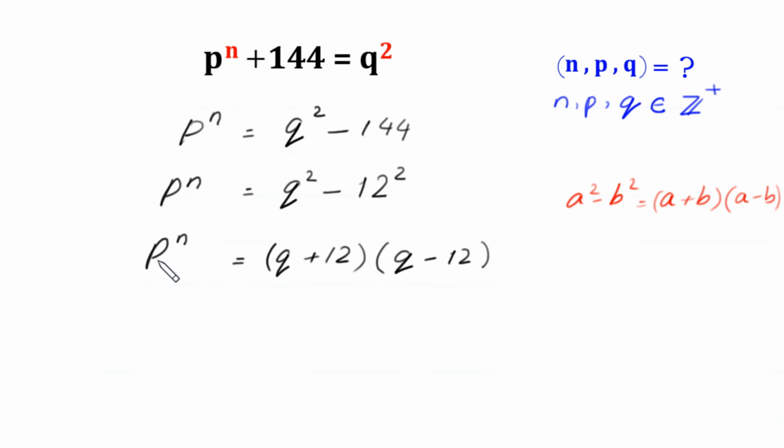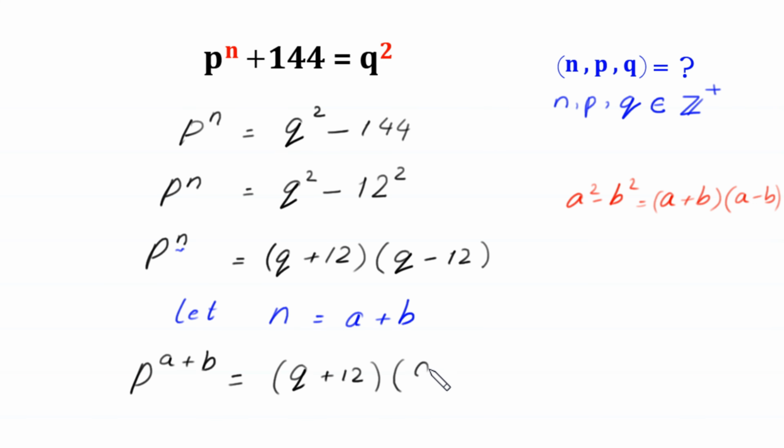So to make two factors at the left side, we suppose that this n is equal to a plus b. Let n is equal to a plus b. And we replace this n with a plus b, then this equation will become p to the power a plus b is equal to q plus 12 times q minus 12.